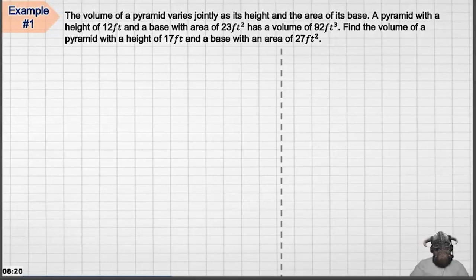So in this case, the problem says the volume of a pyramid varies jointly as its height and the area of its base. So, kung titignan mo pa lang dyan, varies jointly, alam mo na agad na joint variation siya. So, a pyramid with a height of 12 feet and a base with an area of 23 feet squared and has a volume of 92 feet cubed, find the volume of the pyramid with a height of 17 feet and a base with an area of 27 feet squared.